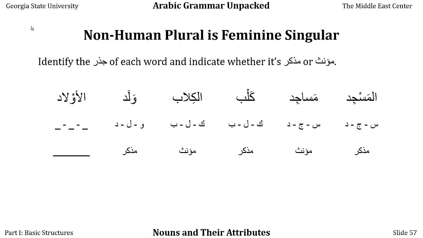Walad, or boy, has the waw lam dal, to be born root, and it's mudhakkar, because it represents a masculine person. But al-awlad, the plural, boys or children, while it has the same root, stays mudhakkar, because boys, like all people, are reasoning creatures, and therefore they don't turn into feminine singular when they become plural. Again, we'll go over this more in the next 2 lessons and make sure that the examples given help you to understand how this particular rule works.